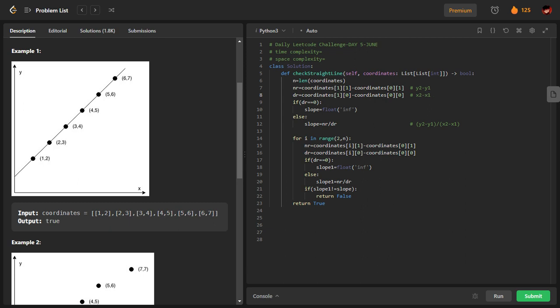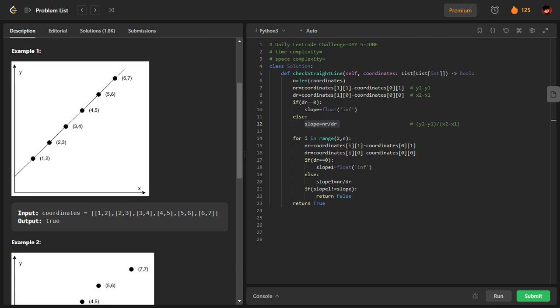Now remember, when we calculate this formula, there is a possibility that the denominator can be zero. So to avoid that, if I check that the denominator is zero, then I will simply make the slope infinite. I'll just assign this value to it. In all other cases, I will be calculating the actual slope. So actual slope equals numerator divided by denominator. It will be a floating point value, right? Now, slope is calculated between these 2 points.